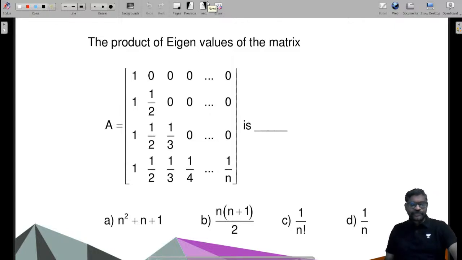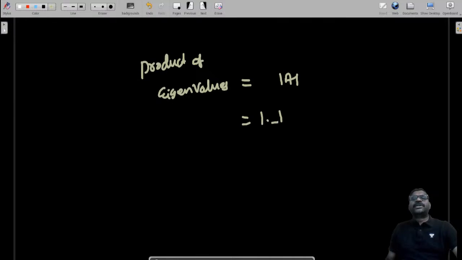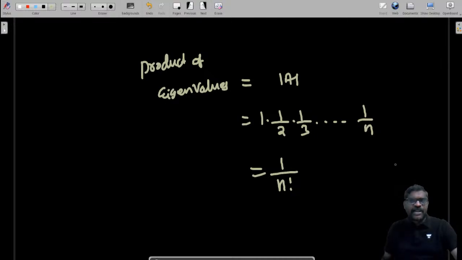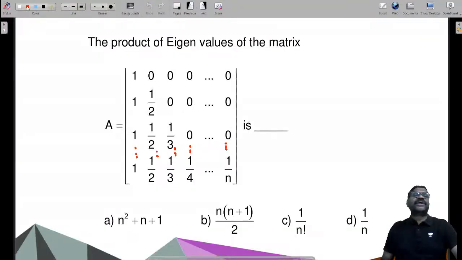Next problem. The product of eigenvalues of the matrix. Sir, generally product of eigenvalues equal to determinant value of the matrix. It is also n cross n matrix. Product of eigenvalues equal to determinant. One into 1 by 2 into 1 by 3 into and so on 1 by n. That is 1 by n factorial. So correct answer is 1 by n factorial.